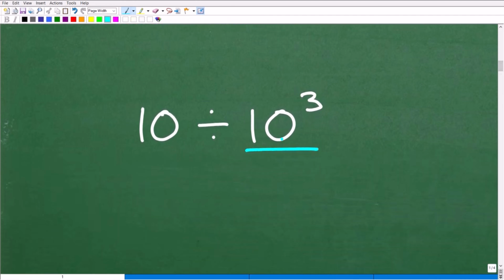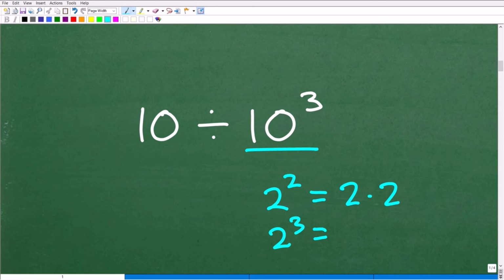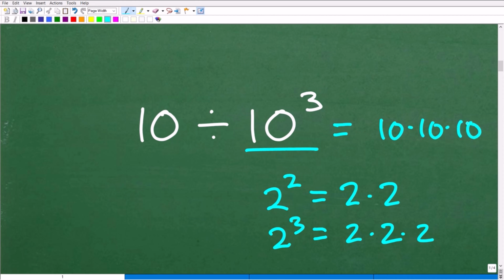So let's just make sure you understand what 10 cubed is. We'll start off with something like 2 squared. 2 squared means what? Take 2 and multiply it by itself 2 times, right? 2 cubed means take 2 and multiply it by itself 3 times. 2 times 2 times 2, that's 2 cubed. So 10 cubed means take 10 and multiply it by itself 3 times, okay? So that's what that is. Now, you could figure this out. 10 times 10 is 100, times 10 is 1,000.